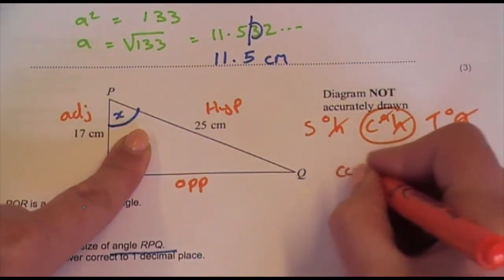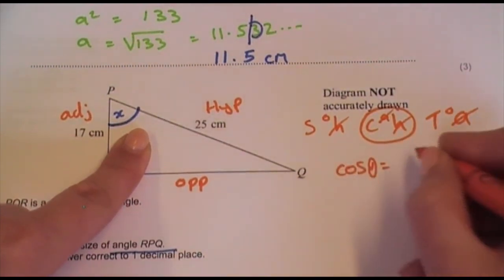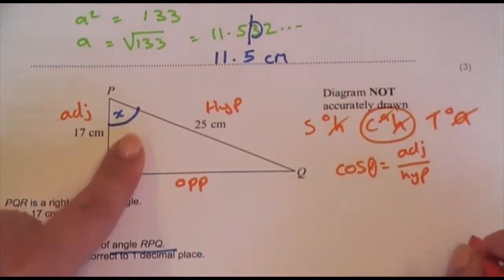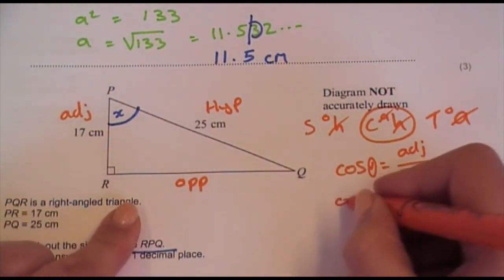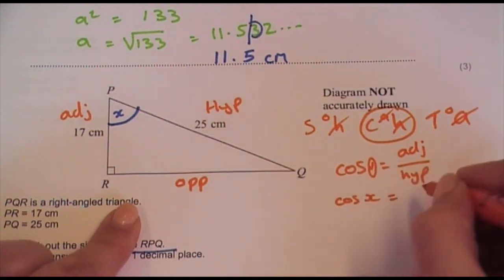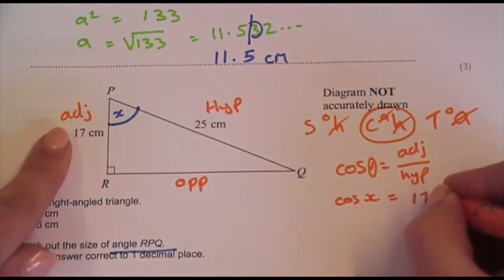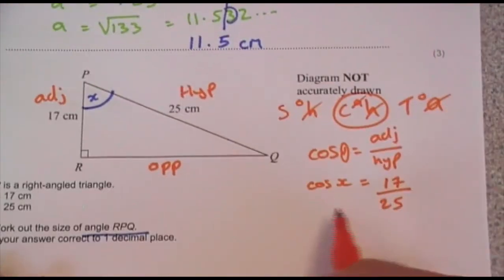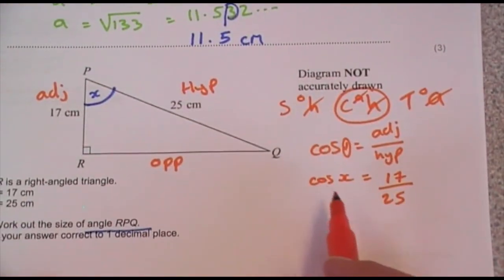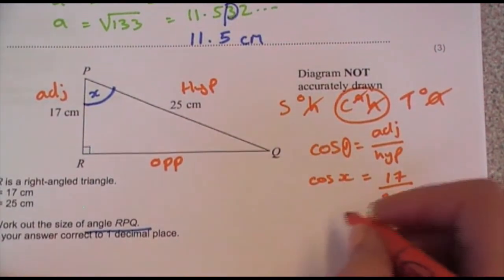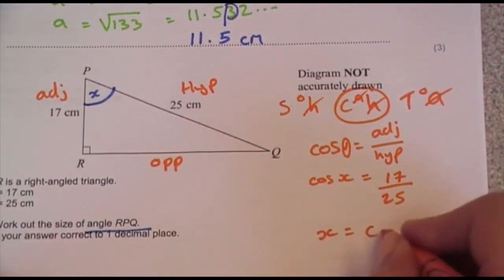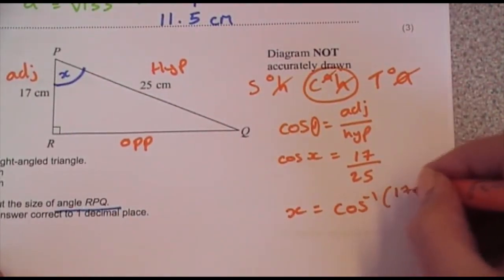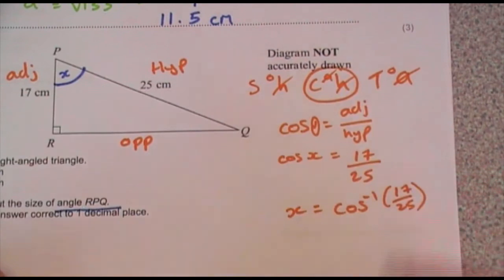So that tells me cos of the theta angle is equal to the adjacent over the hypotenuse. So that means cos of x equals the adjacent, which is 17, over the hypotenuse, which is 25. Now, I need to get rid of cos. I need to shift cos, which would give me x equals cos to the minus 1 of 17 over 25.